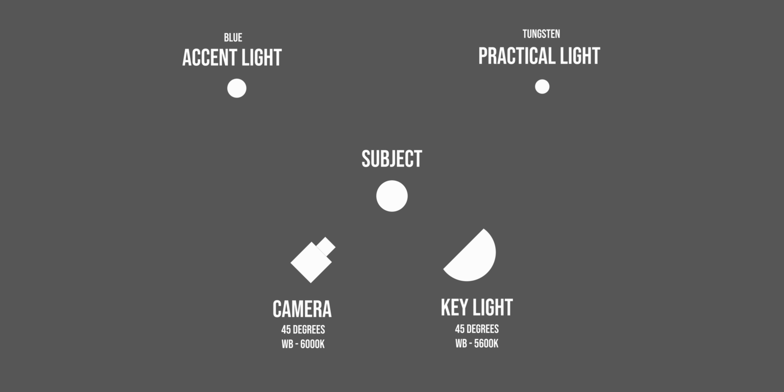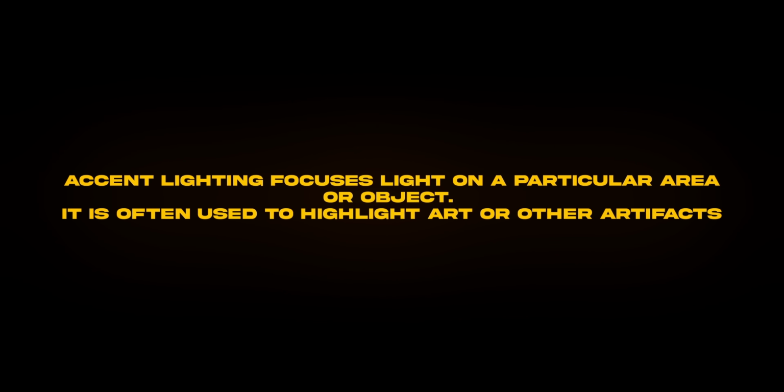Next we have an accent light. Accent lighting is an optional lighting technique. Accent lighting focuses light on a particular area or object. It is often used to highlight art or other artifacts. So in this particular example, I've set an accent light behind me highlighting this side of my face, and it creates a background separation.